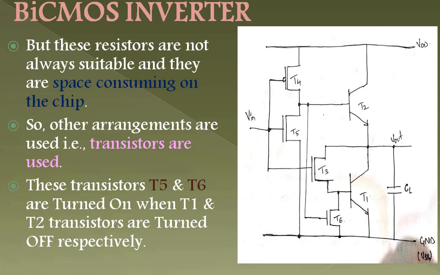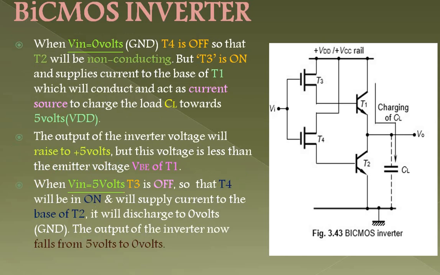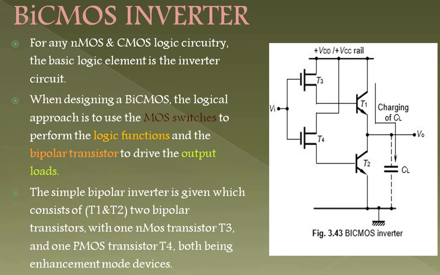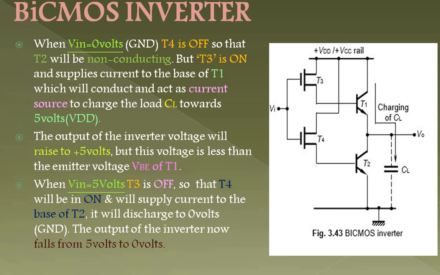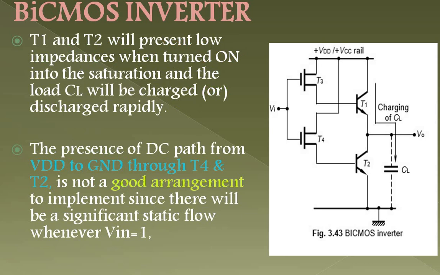I hope you are all clear with these two topics, CMOS inverters and BiCMOS inverters. In CMOS inverters you have the combination of PMOS and NMOS transistors, and there are 5 working regions. In BiCMOS inverters you are using 4 transistors. The combination is MOS switches along with bipolar transistors. So we have got the proper arrangement, removing all the drawbacks.